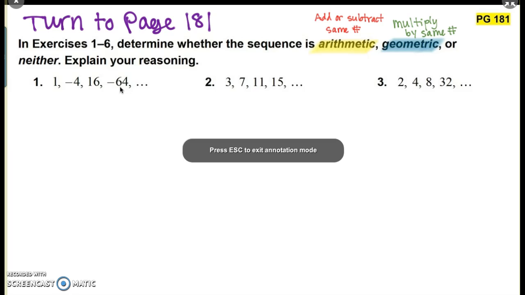And kind of the first thing I realize is that I'm alternating from positive to negative. So I have a +1, a -4, a +16, and -64. So immediately I know that that can't be arithmetic because there's no way that I can add the same number to 1 to get -4 and also get 16. And there's also no way that I can subtract the same number from 1 to get -4 and then subtract it again to get +16. So immediately I know that that can't be arithmetic.